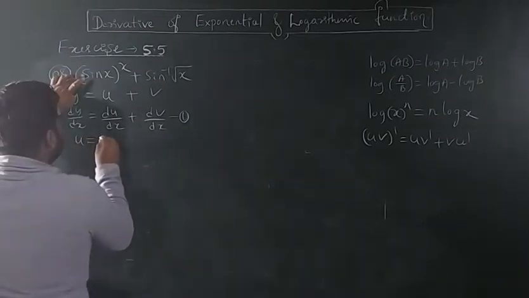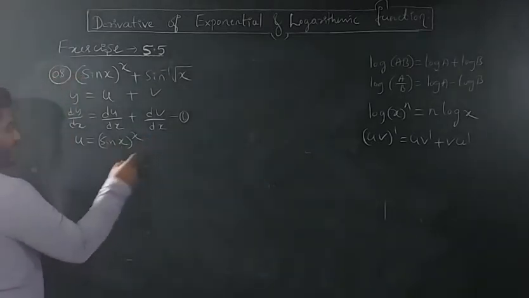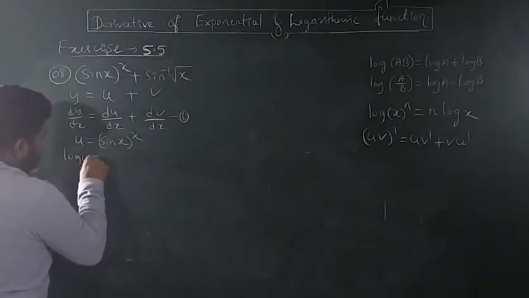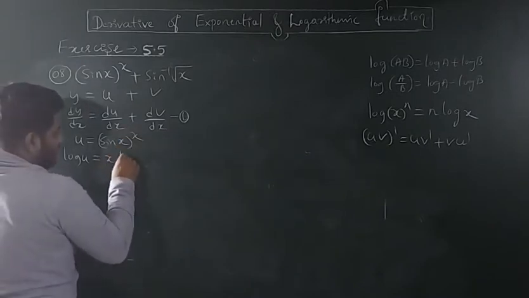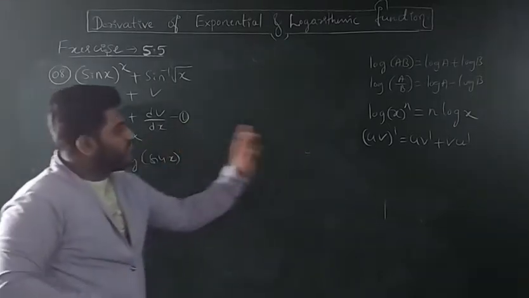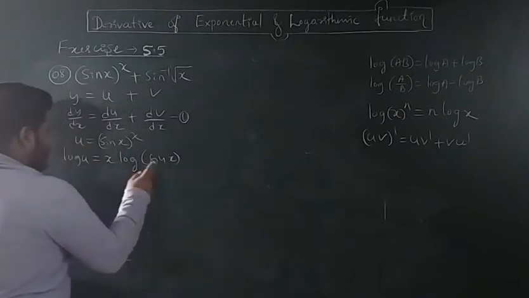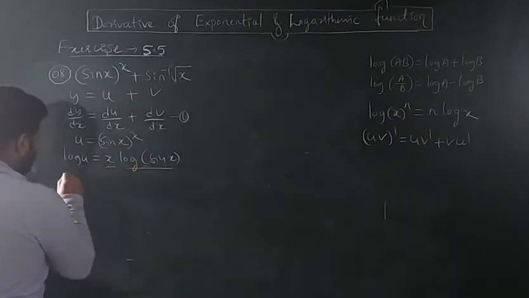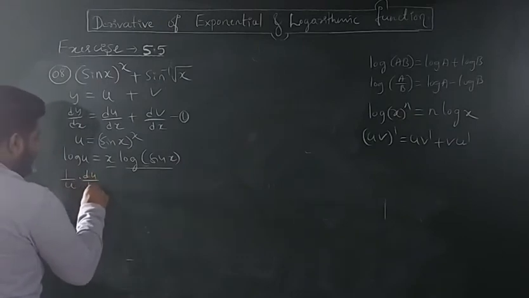u is equal to what we are having? sin x to the power x. Again apply log on both sides. Log u is equal to whatever is on the power comes here in terms of logarithmic function: x log of sin x, because log of x raised to n is equal to n into log x. So now two functions we are getting, differentiate now. Log u differentiation is 1 by u into du by dx.